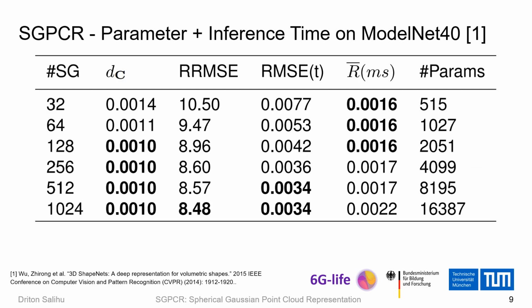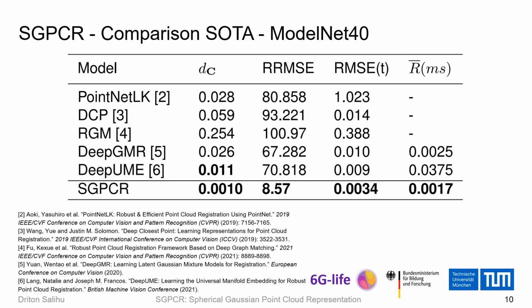We show the evaluation of different numbers of spherical Gaussian mixtures on the ModelNet40 dataset with no point-to-point correspondences. We show that even with a low number of spherical Gaussians and parameters, reasonable results can be attained. Our model significantly outperforms similar models on the ModelNet40 dataset with no point-to-point correspondences.